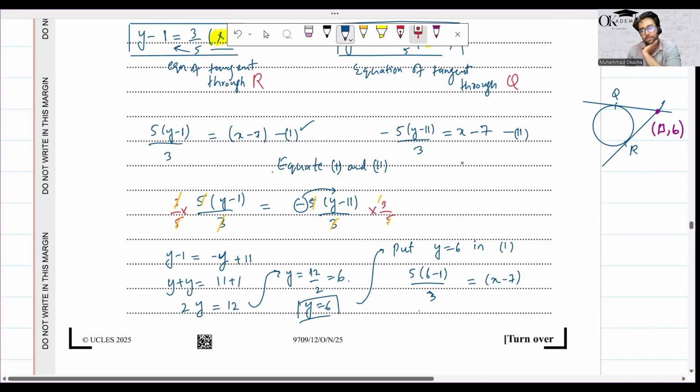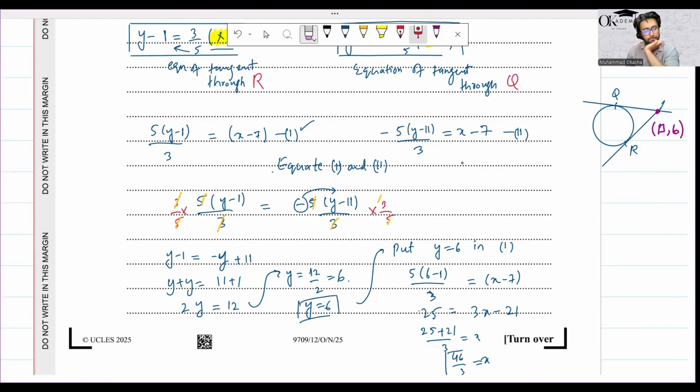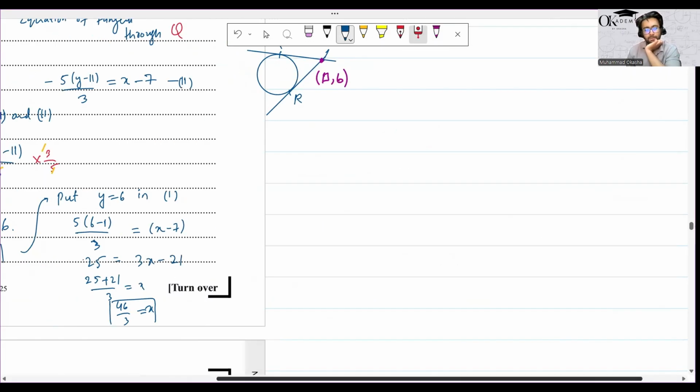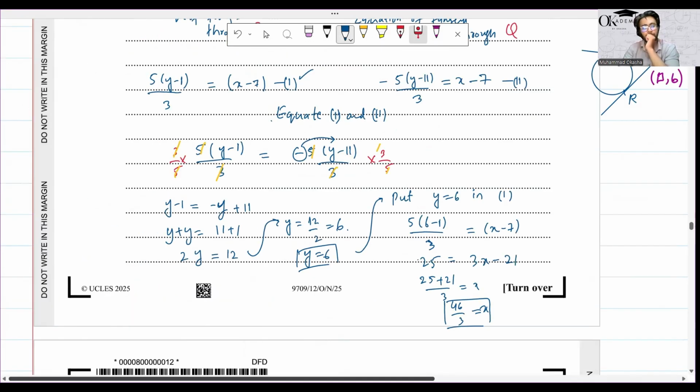6 minus 1 is 5. That is going to be 25 equals 3x minus 7. And from here, you can work 3x minus 21. And you can work out the value of 25 plus 21 over 3 equals x. X will be equal to 46 by 3. So the x coordinate of the point of intersection would be 46 divided by 3.